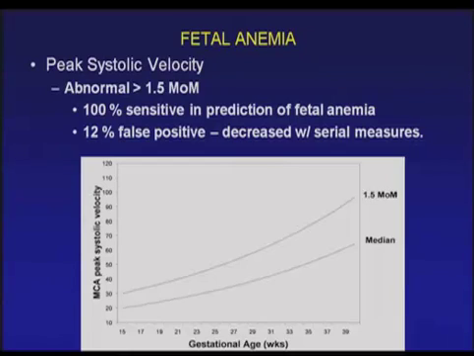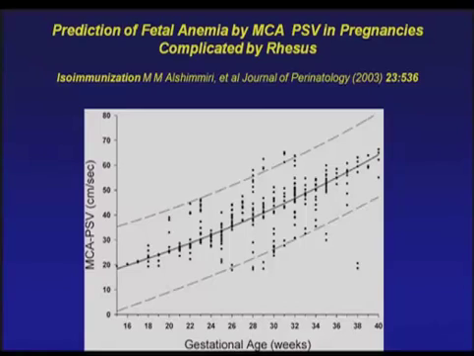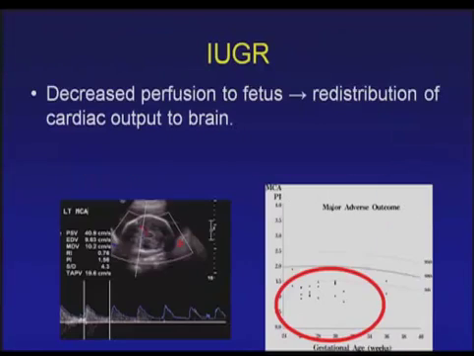With fetal anemia, peak systolic velocity can increase when there is significant anemia, and this is quite sensitive, though there is approximately a 12% false positive rate. Numerous studies have demonstrated the reliability of looking at peak systolic velocities to assess for fetal anemia. For intrauterine growth retardation, one sees decreased perfusion to the fetus. Thus, there is a redistribution of blood flow with increasing diastolic flow to the brain.